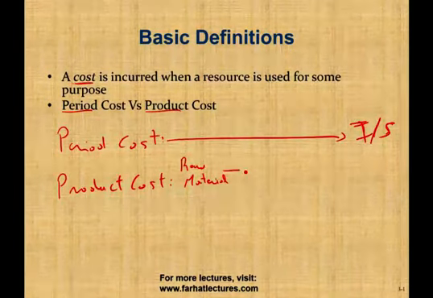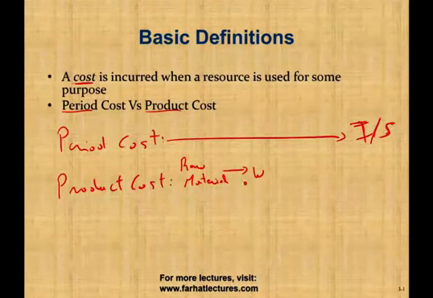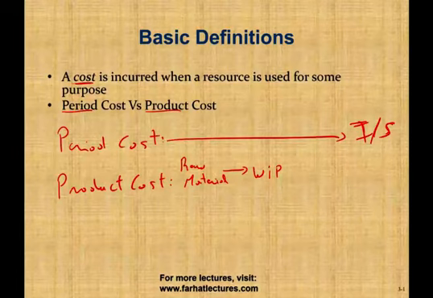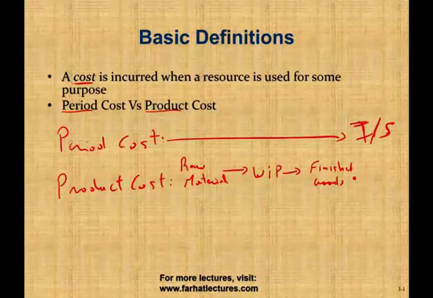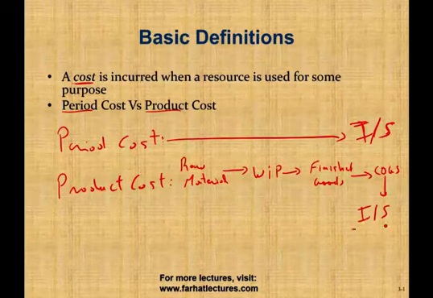Once we take the raw material, we transport it to work in process. Then we start the production process, and the raw material becomes work in process. Then after work in process, we have finished goods. This is when we manufacture whatever we are manufacturing. Then after we manufacture it, we sell it. And once we sell the finished goods, it becomes cost of goods sold. And this is where product cost hits the income statement. So notice it did not hit the income statement until after several steps.